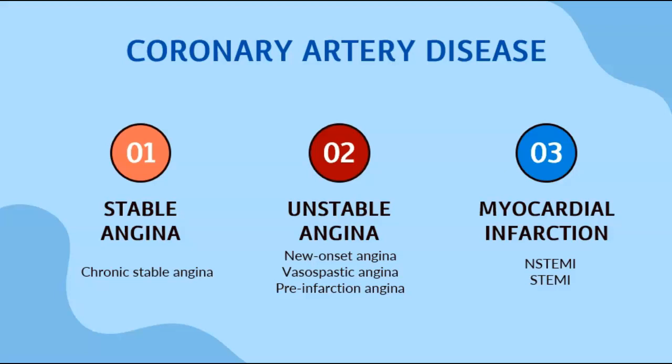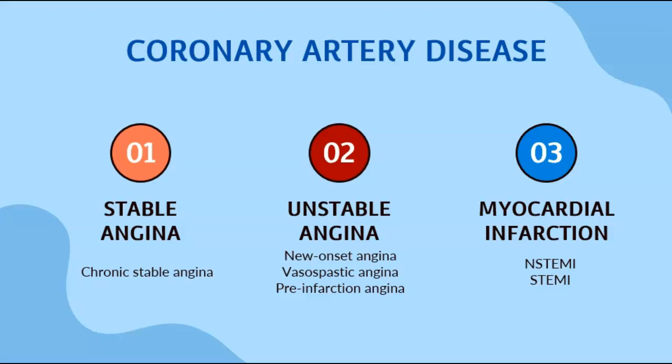New onset angina is when there's first angina symptoms, usually after exertion or other increased demands of the heart. Vasospastic angina is chest pain resulting from coronary artery spasms, and these typically occur after resting. And pre-infarction angina is chest pain that occurs in the days or weeks before an MI occurs.